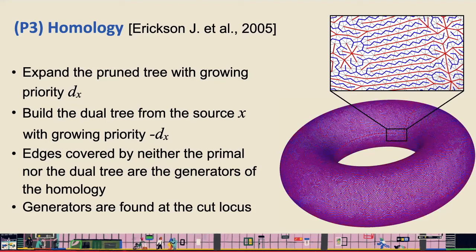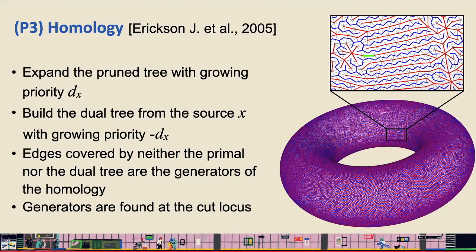And to fix ideas, we can look at the close-up. In red, we have the primal tree defined on the edges and the vertices of the mesh, and in blue, we have the dual one, whose nodes are the triangles of the mesh, and the rule is that two adjacent triangles are connected if the edge they have in common does not belong to the primal tree. After the full expansion of the dual tree, there will be exactly 2 edges that are covered by neither the primal tree nor the dual tree, and these 2 edges will be called the generators of the homology. In the close-up, we depict one of these generators in gray.